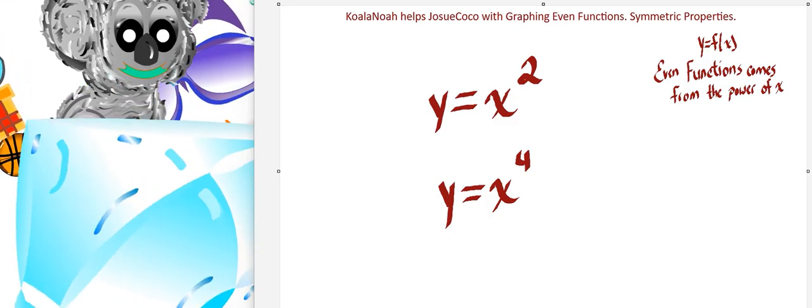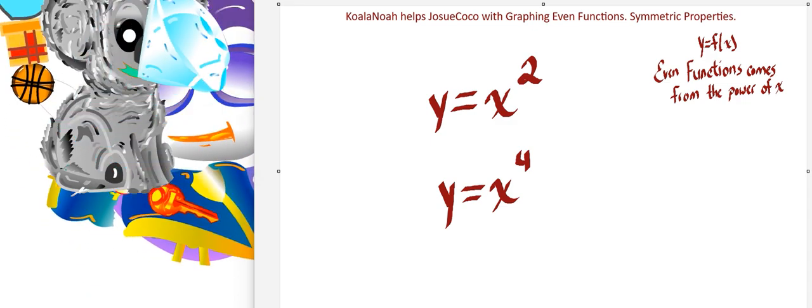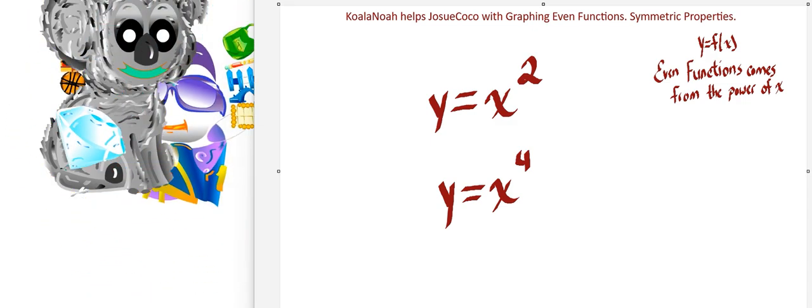Koala Noah helps Josue Coco with graphing even functions. Describe symmetric properties.